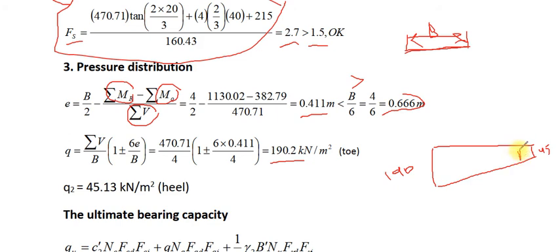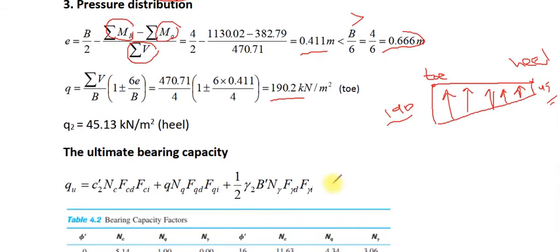This is the stress distribution. The stress distribution at the toe of the retaining wall is 190, and at the heel it equals 45.